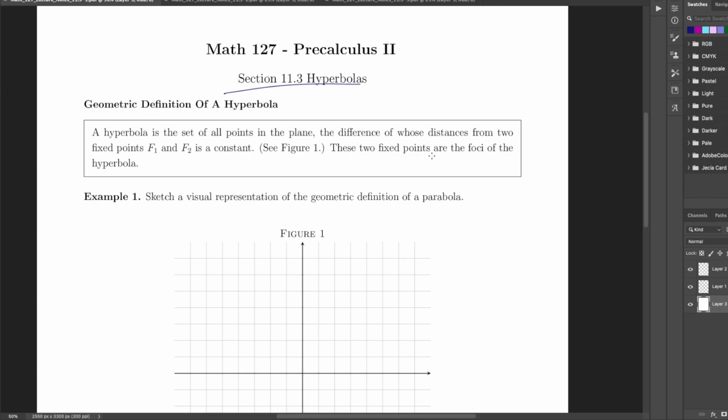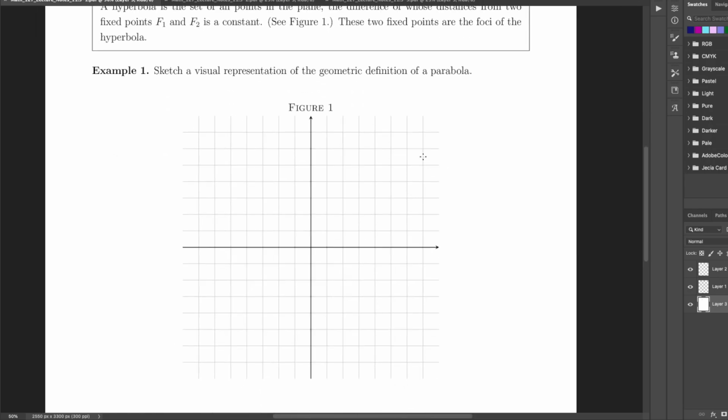In the ellipse we have the set of all points in the plane where the sum of the distances was the same. Here, it's the difference, and the two fixed points are called the foci. What they look like is kind of like two parabolas. We'll have one parabola and a second parabola, and then we'll have some foci here and some foci here.